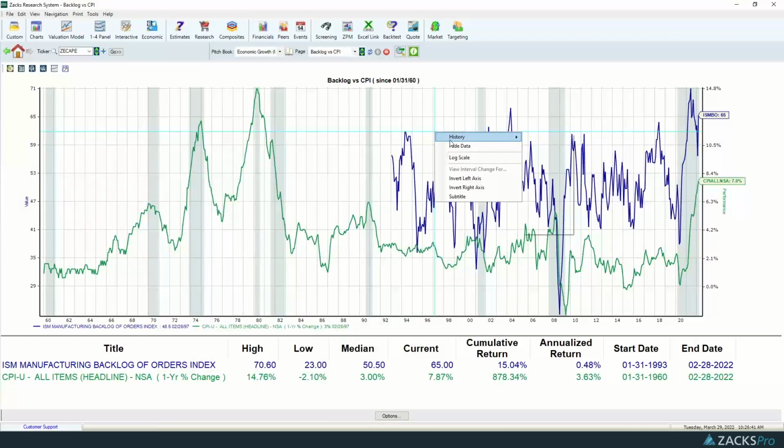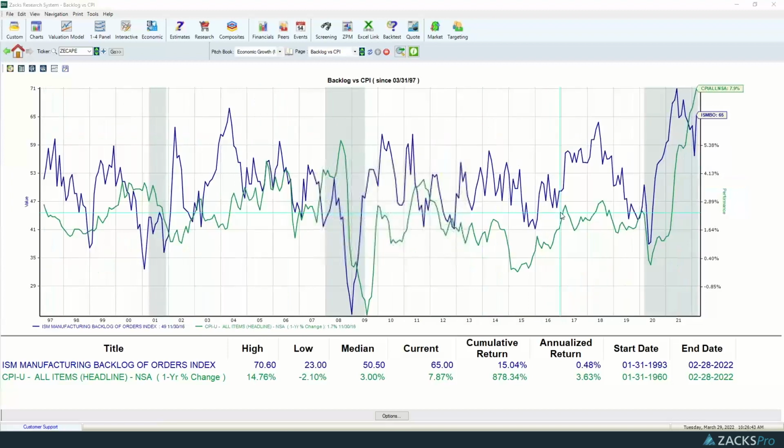But as you can see, there's a very strong relationship between the CPI index and the ISM backlog index. This is the manufacturing backlog index. So of course, this is something I'm watching very closely. I was hoping that this trend that we started seeing as of the summer of 2021, where the backlog was finally starting to ease, would be the leading indicator to the CPI finally coming down.